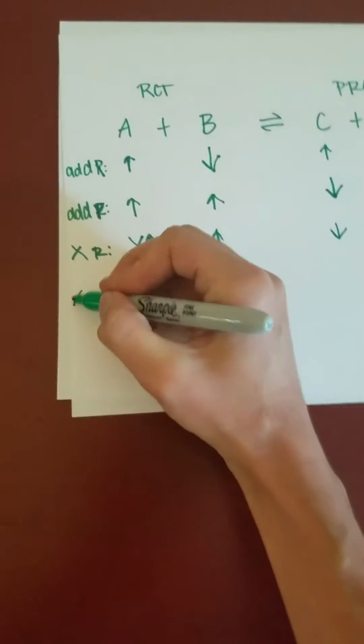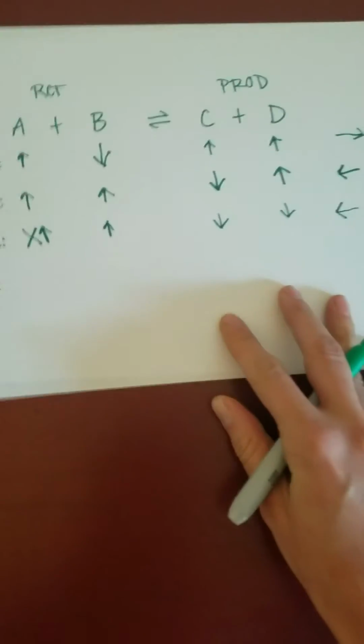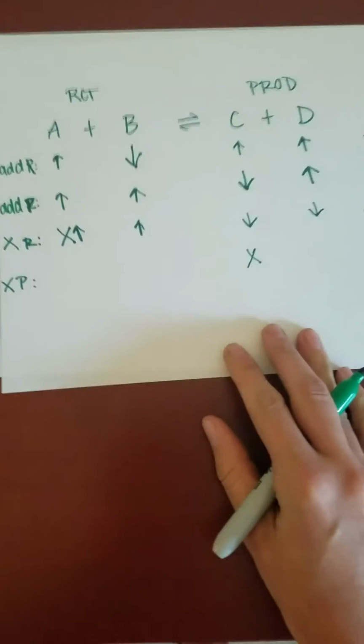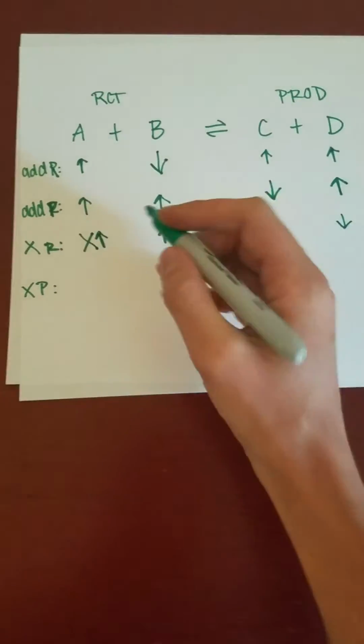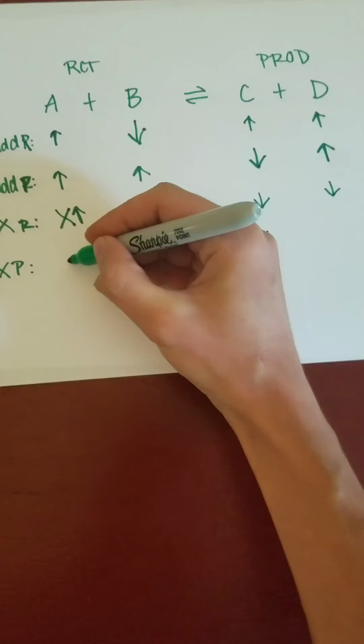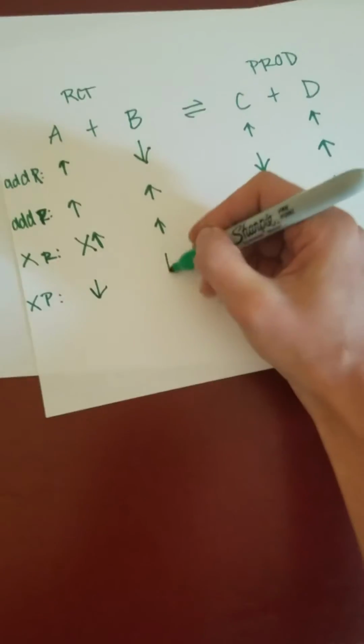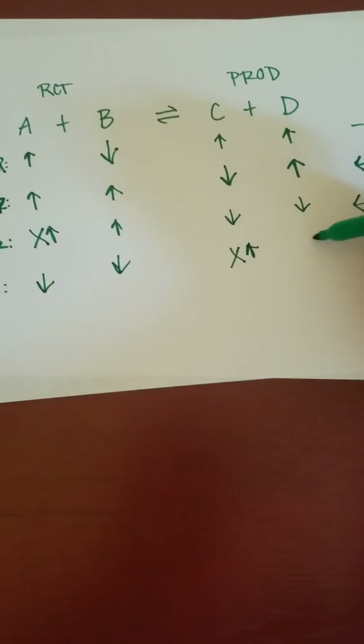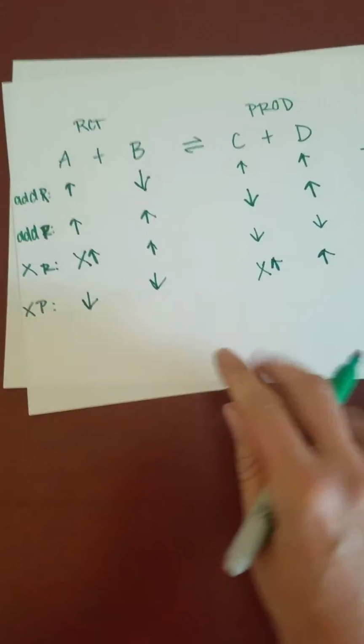So what happens if I take away a product? I'm going to choose to take away C. I'm going to completely eliminate it. So now A and B have to compensate to go back to products. So these amounts are going to go down. And these amounts are going to come back up. And that represents a shift in the products direction to the right.